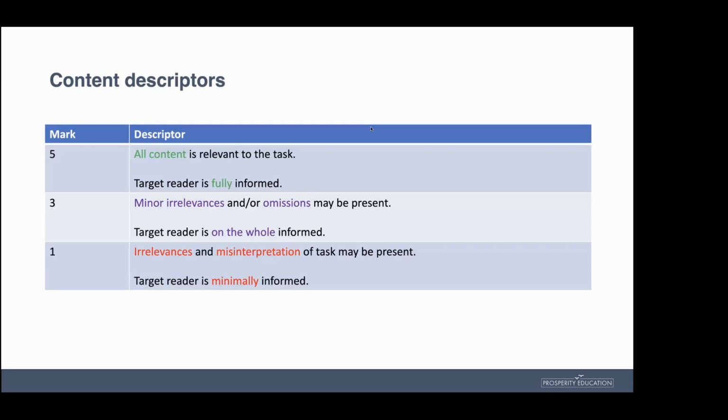Now you'll see here there are only descriptors for the odd numbers 5, 3 and 1. That doesn't mean that students can't get a mark of 4 or 2. They're just as likely to be awarded as these marks here.